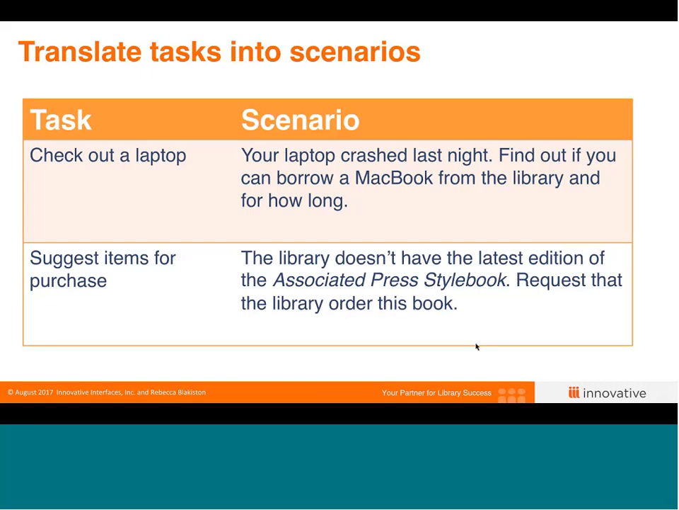The library doesn't have the latest edition of the Associated Press style book, and in this case, this was a real-life example because we didn't have it, and a lot of professors wanted us to have it. But they weren't requesting it because they didn't know how, or it wasn't obvious on our website that they could do that. So we came up with a scenario based on that. Request that the library order this book.